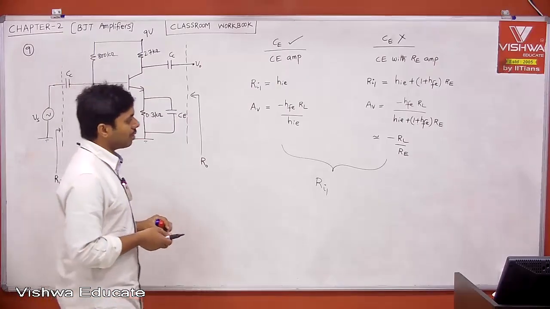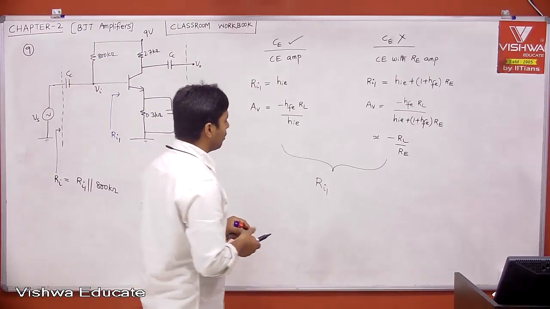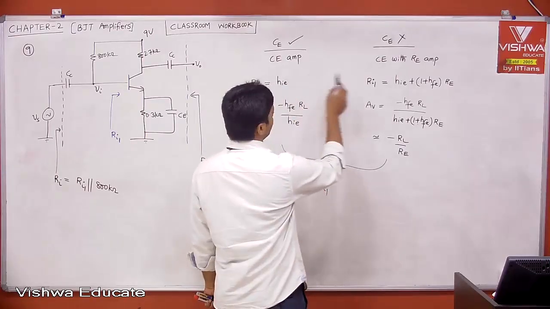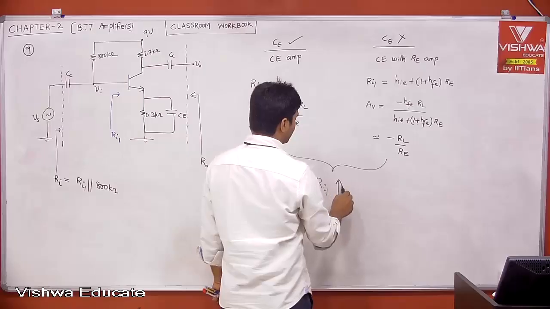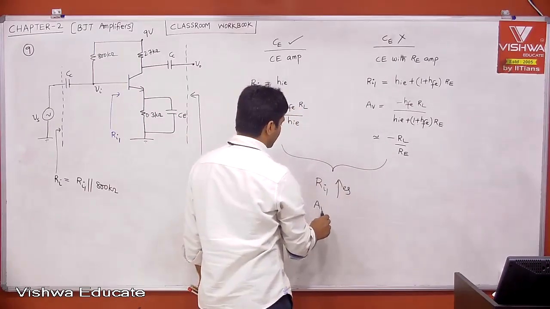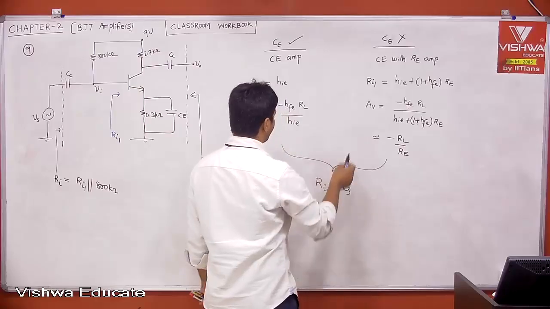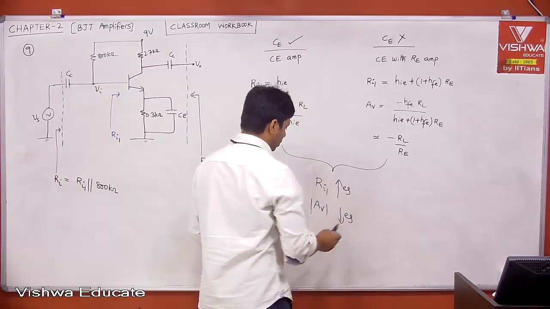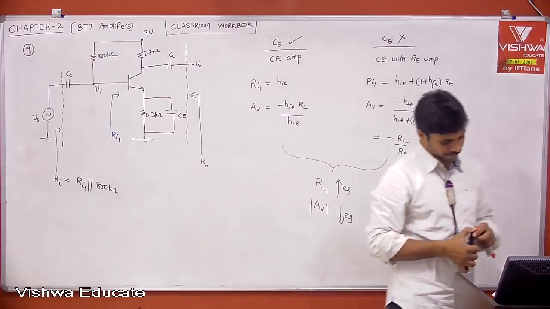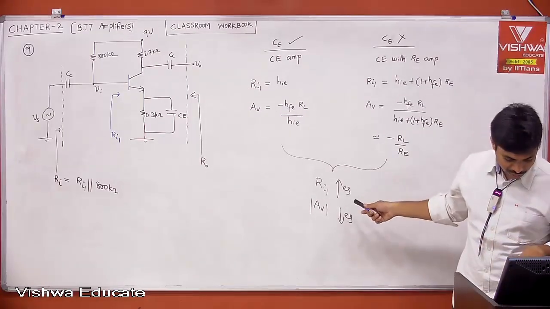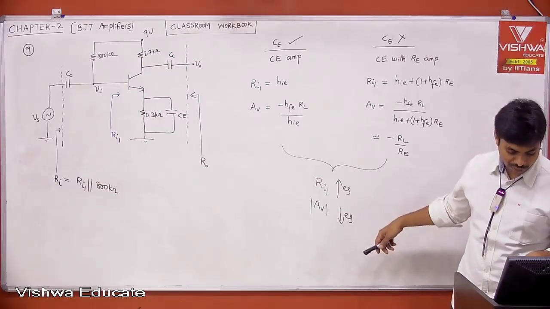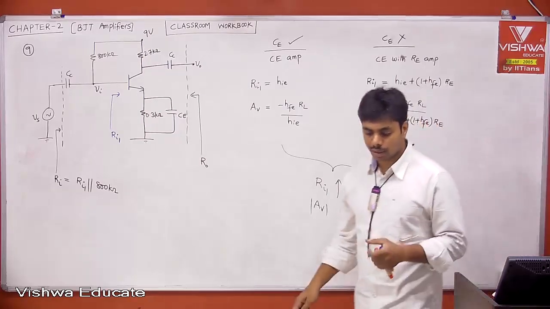Okay. Now tell me, what is Ri1? Is your Ri1 increasing or decreasing? It increases if you disconnect CE. What about your voltage gain? Magnitude wise, this is decreasing. Therefore, what is the answer? Ri should increase, and the magnitude of AV should decrease. Option A is the correct one. Okay, take it.